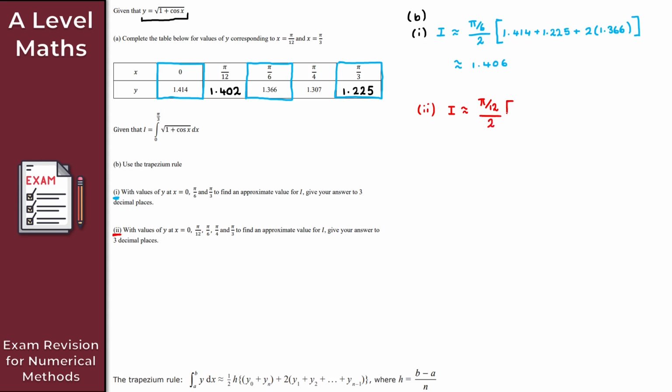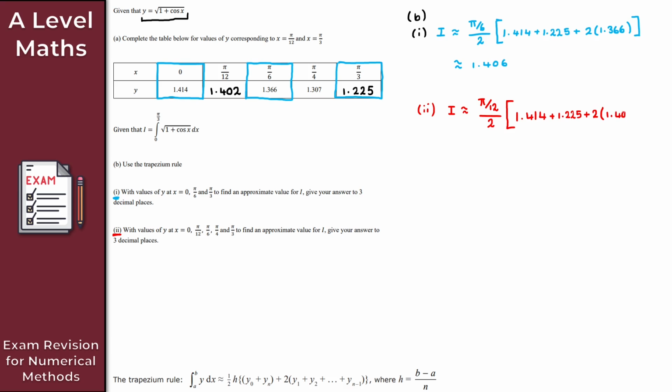And now we times it by the following. We have our first y value, which is 1.414 again. So 1.414 plus the last y value, which again is 1.225. So plus 1.225. And now we have 2 lots of everything else. That's 1.402, 1.366, and then 1.307. So let's just write that down here. So 2 lots of everything else. I might run out of room a little bit here. Let's see if we can make it.